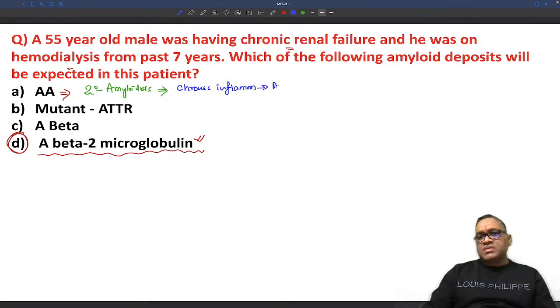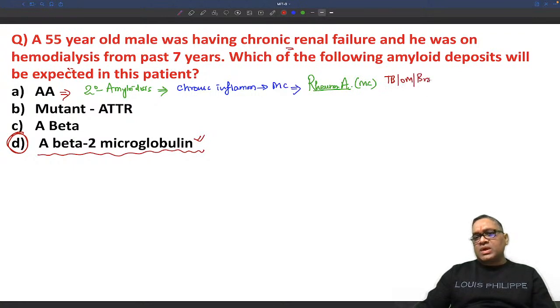And in chronic inflammation, most commonly in which chronic inflammation? That was the question again. So your answer should be rheumatoid arthritis. Rheumatoid arthritis is most commonly affected, because it can be seen in other infections also, like TB, osteomyelitis, or bronchiectasis. So these are the various other examples where you are going to see the AA type of secondary amyloidosis, right? So you have to keep that in mind. Secondary amyloidosis will have AA type of amyloid deposition, right?